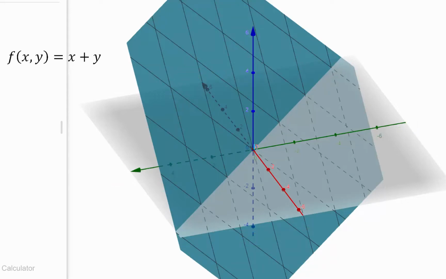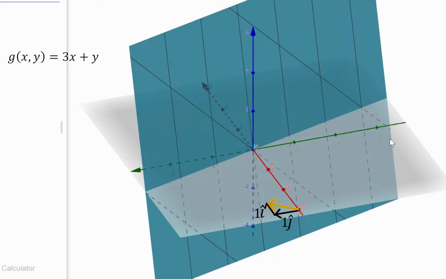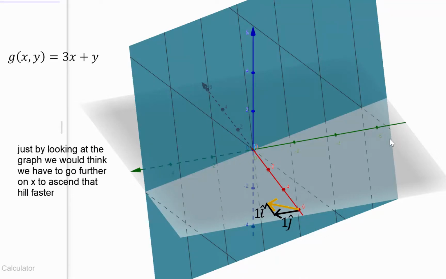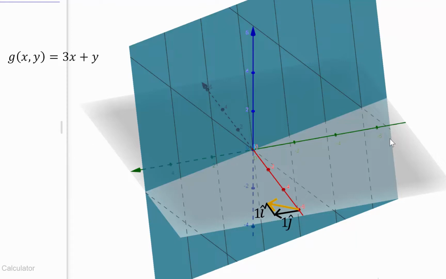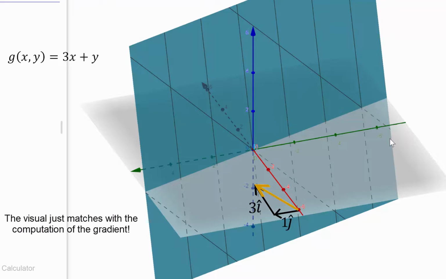The direction of steepest ascent should be towards there, but g is equal to 3x plus y has a sharper slant. There is no possibility that the direction of steepest ascent is the same. The vector which represents the direction of steepest ascent should have a little more strength in the x direction to keep that tilt. You can compute the gradient of g is equal to 3x plus y to verify this statement.